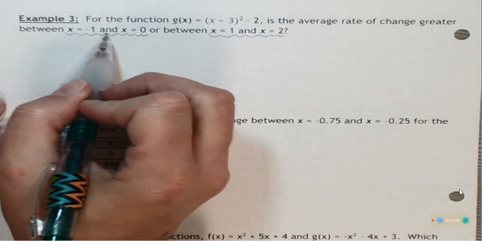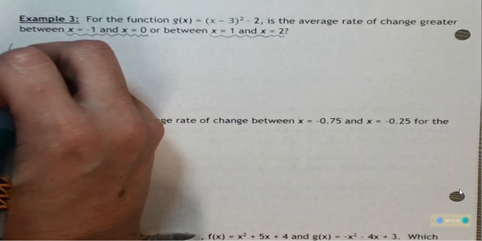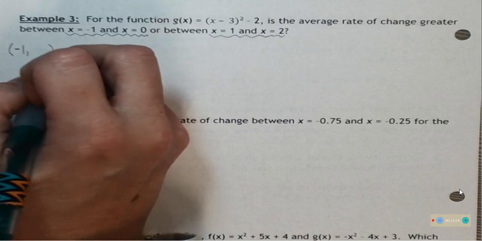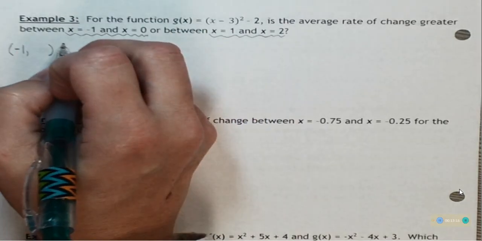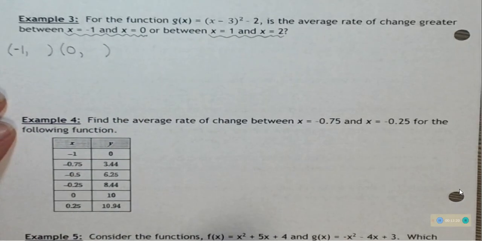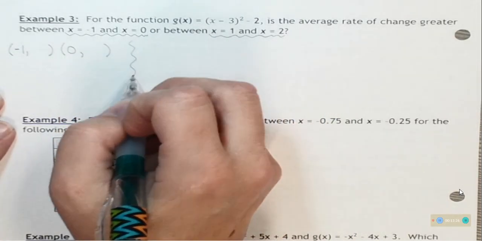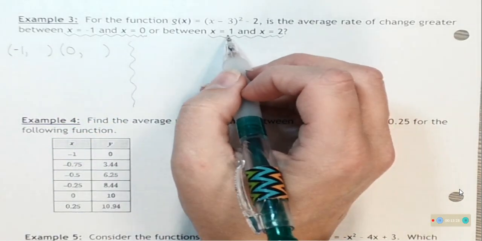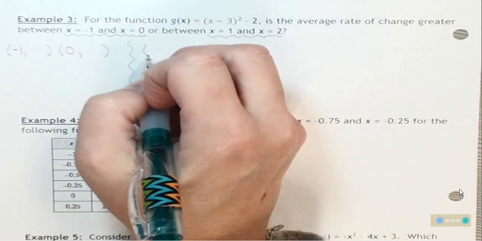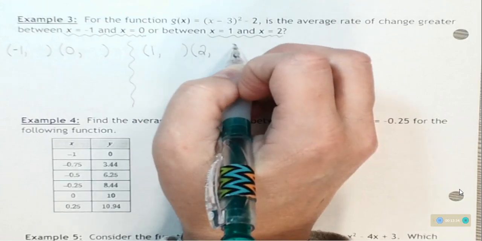The first interval has x values of -1 and 0. So, if I know x is -1, I need that y. The other x I know is 0, and I'm going to need that y. Now, this is all for the same one function. So I'm going to draw a little squiggle right here to separate. For the other interval, I know x is 1, and the other x I need is 2.